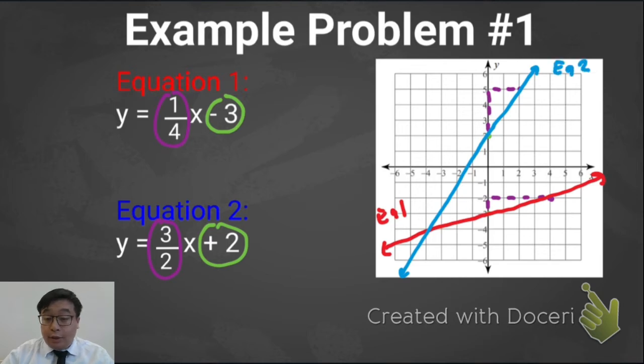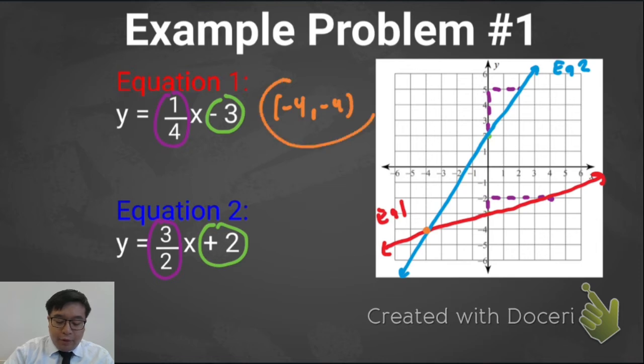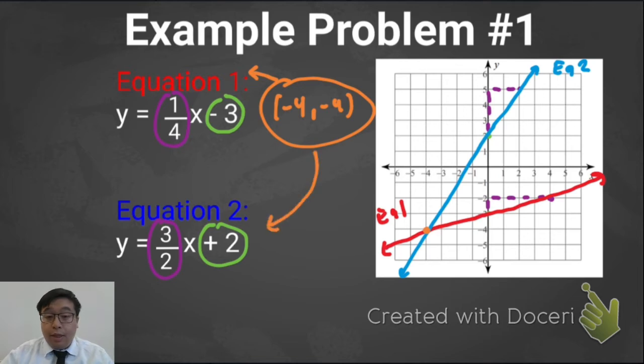So what's going to be the solution to the system? Where do these 2 lines cross? I see that the intersection is going to take place right here. So where is the intersection located? Where is that orange dot? The intersection of these two graphs is going to be at -4, -4. So this is going to be the solution to the system. This point solves both equation 1 and equation 2. Let's take a look at our next system.